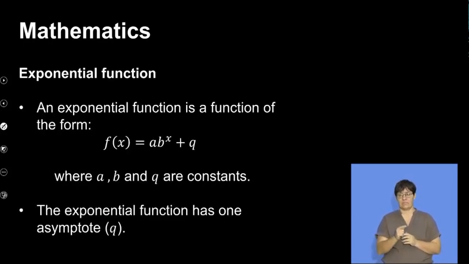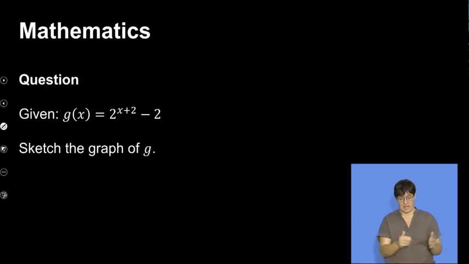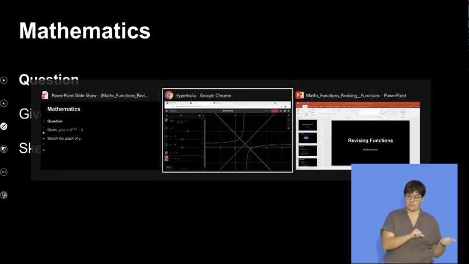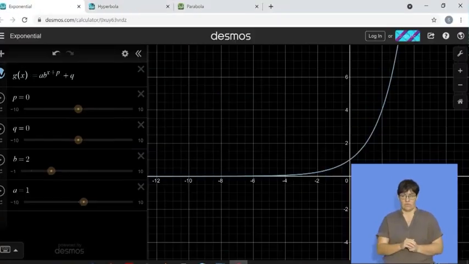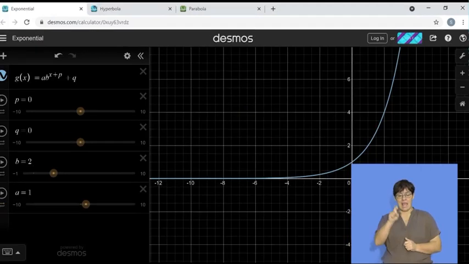With the exponential function, remember this is a function in the form of a·b to the x plus q, where a, b, and q are constants, and the exponential function normally has only one asymptote at most, right? So it only has one asymptote. Now to sketch this graph, I'm going to go back again to my simulation, just so that you can see what an exponential graph looks like.